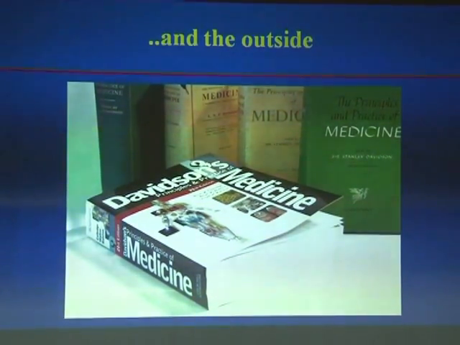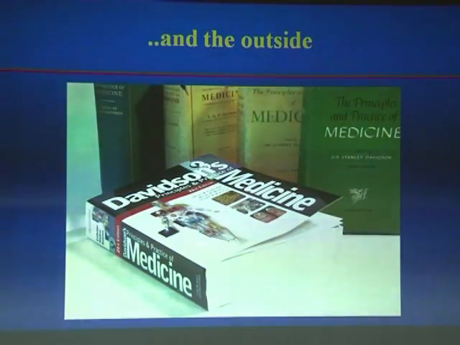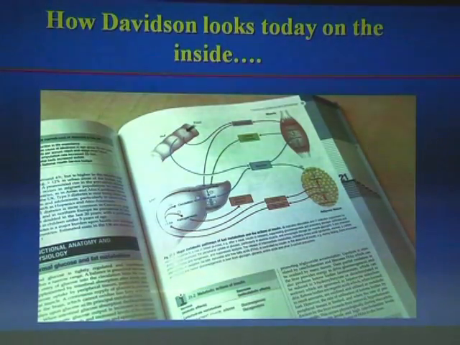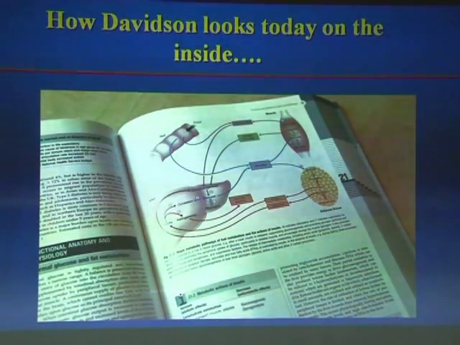But what hasn't changed at all is the efforts that we make to keep the text absolutely clear and concise, and to keep the structure of each chapter absolutely clear and concise. That tradition will always remain. Oh, there's the one of how it looks on the inside today. So we're now in colour. Beautiful illustrations and lots of tables. You see one down there at the bottom.